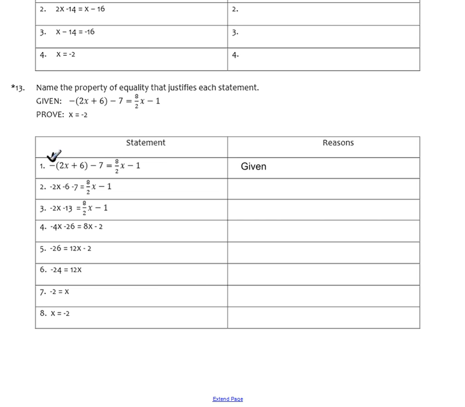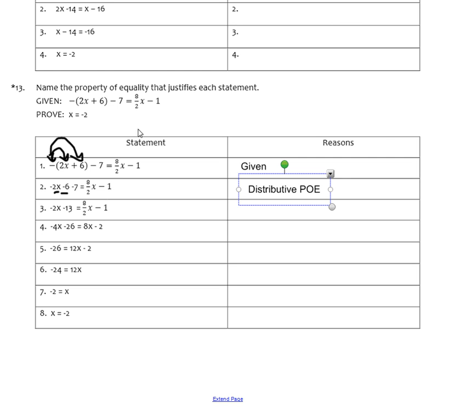So all we're doing is we're going to distribute the negative to the positive 2, so we get negative 2x, and the negative to the positive 6, so we get negative 6. The negative 7 here doesn't change. The 8/2 x doesn't change. And the negative 1 doesn't change. So all we've done is distributed that negative.